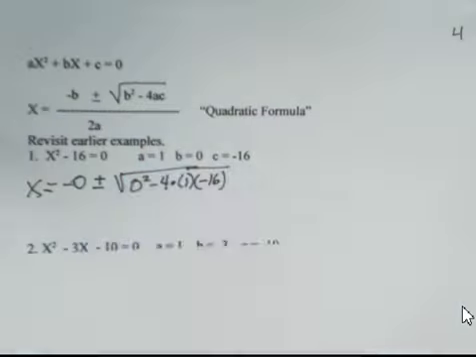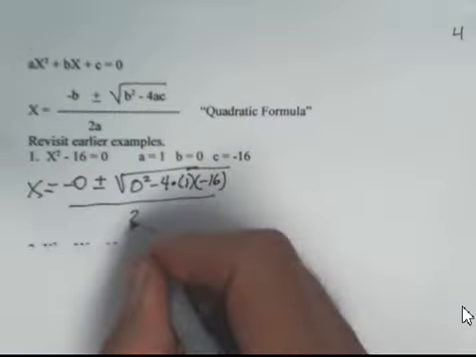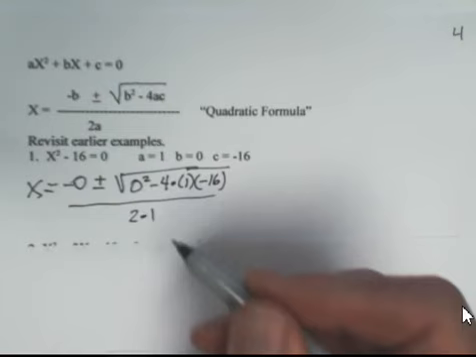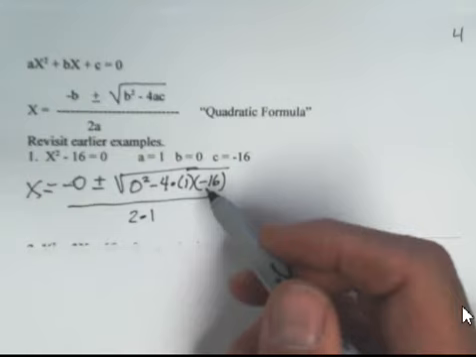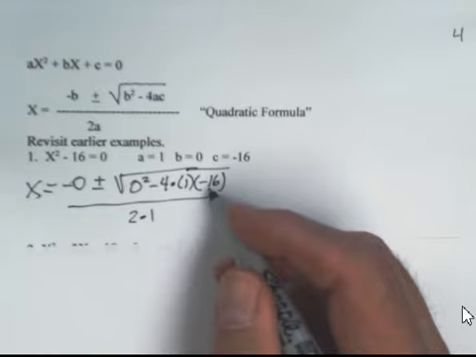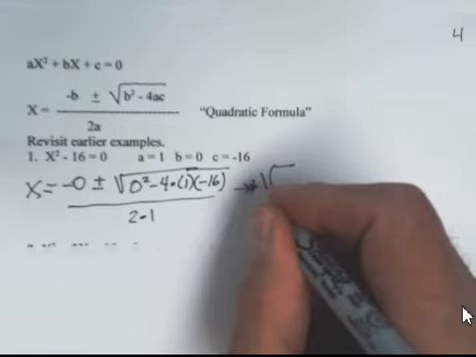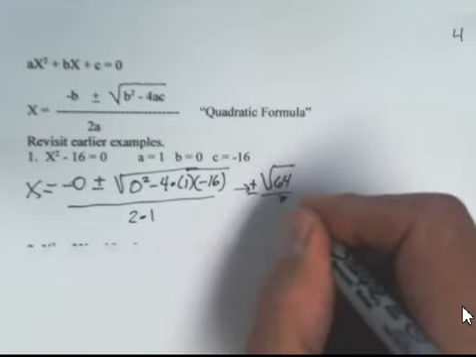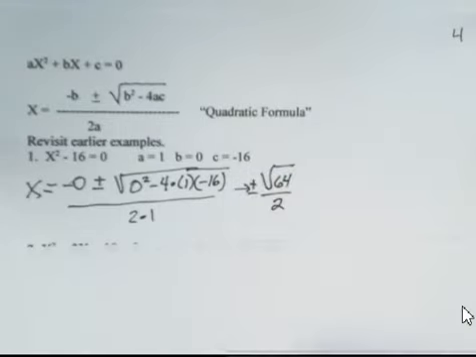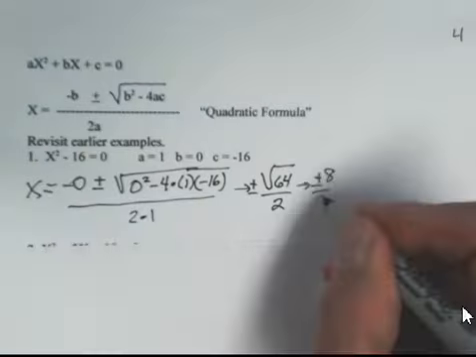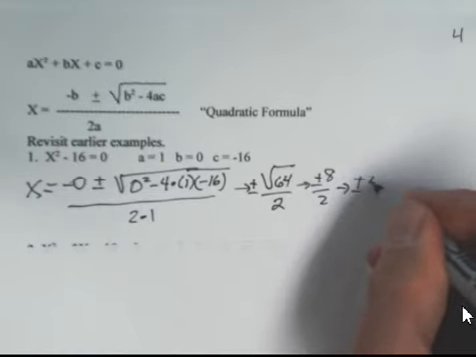And that's all divided by 2 times a. So that 0, that's nothing. In here, notice we have a minus and a minus multiplying together, so they are going to make a positive, and we get square root of, and it's going to be plus or minus, square root of 64 divided by 2. The square root of 64 is 8. So I get plus or minus 8 over 2. I get plus or minus 4. And if you recall, that is the answer we came up with before.